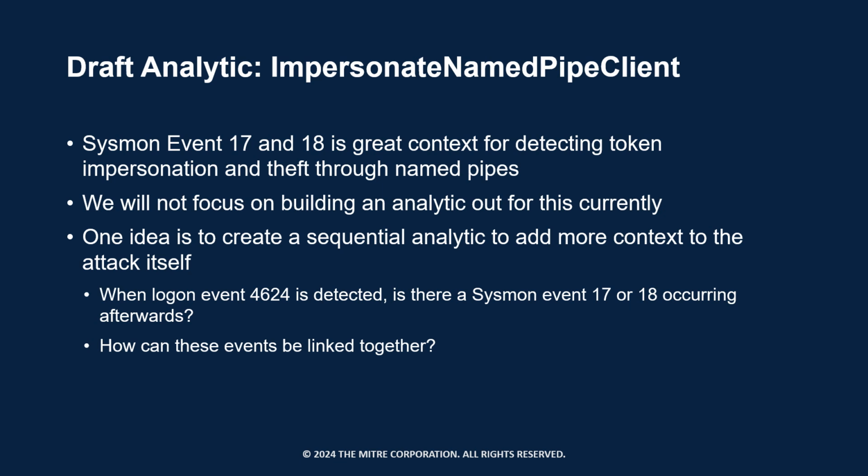An idea which can be pursued for this analytic is to create something sequential to add more context to the token impersonation and theft attack. For example, when event 4624 is detected, is there a linking of Sysmon event 17 or 18 occurring afterward? How can you link those events together? This is just one of the ways we can use a robust analytic, like the one we are developing, to develop lower tier or less used analytics to provide more context for the adversary behavior.